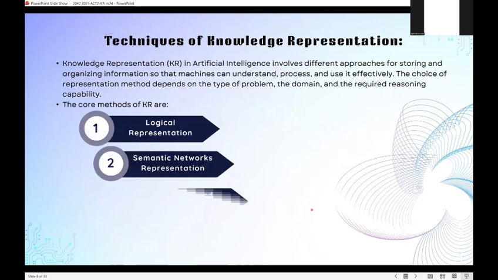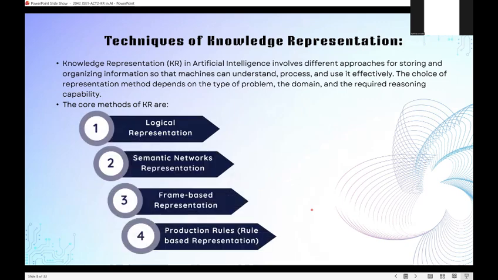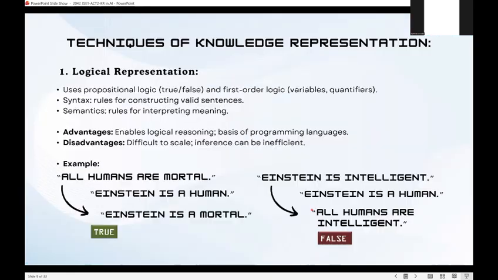So AI uses several ways to represent knowledge. These are four main techniques used in knowledge representation. So let's look at them one by one. The first is logical representation. It uses propositional logic, such as true or false, and first order logic, in which variables, quantifiers, or we can even say syntax and semantics are used.